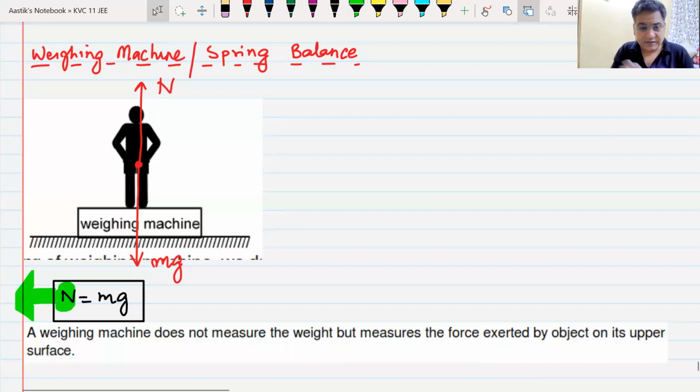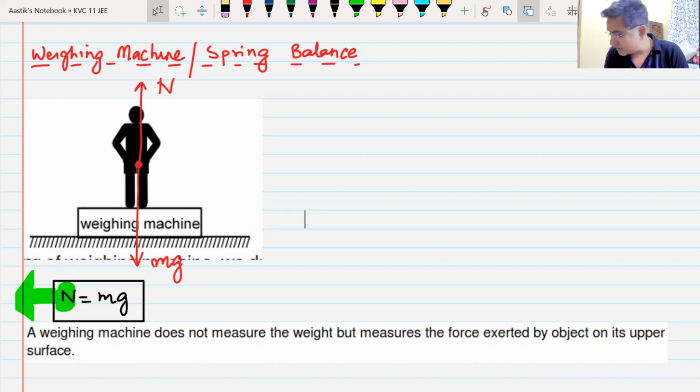So remember this, a weighing machine does not measure the weight. It only measures the normal reaction or the force applied by the body on the machine. But if the man is not moving, there is no acceleration, nothing. It will always measure the normal reaction, which will be equal to the weight of the body. So it measures the weight indirectly. Do we understand this? Yes or no?